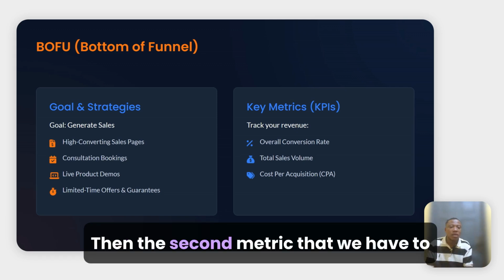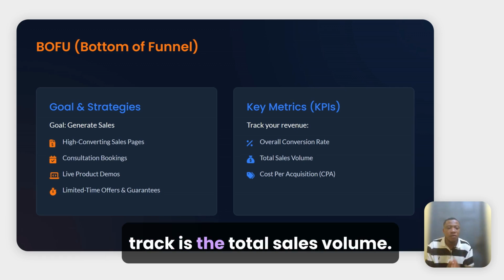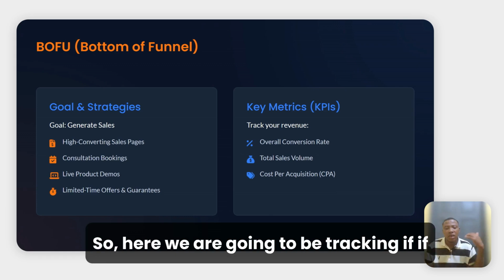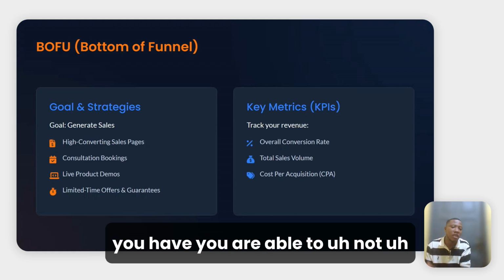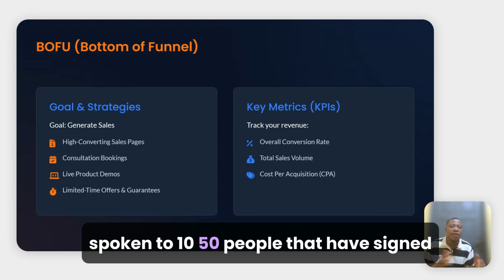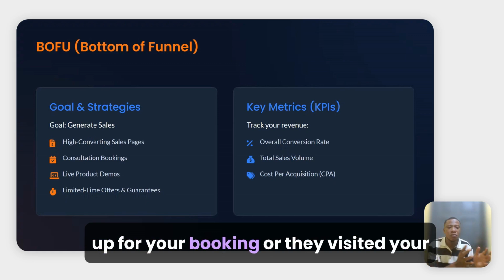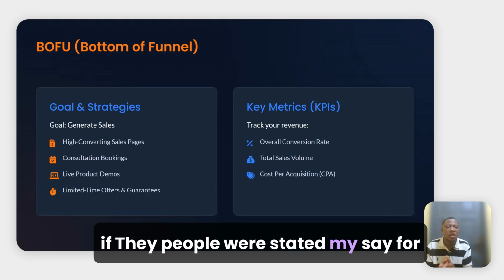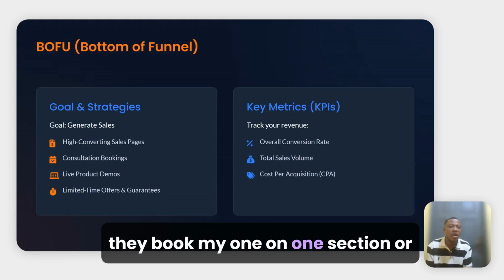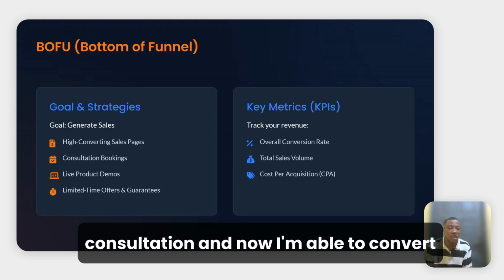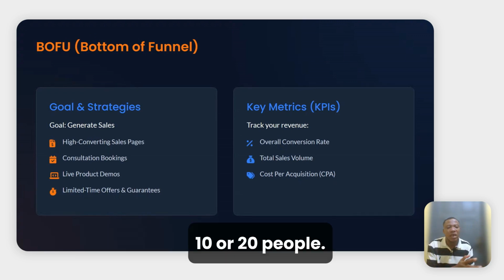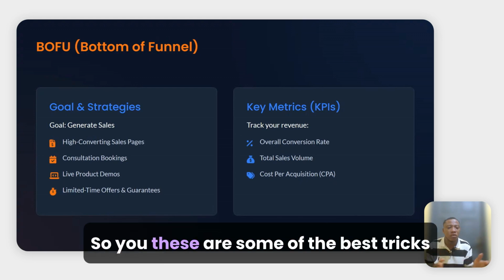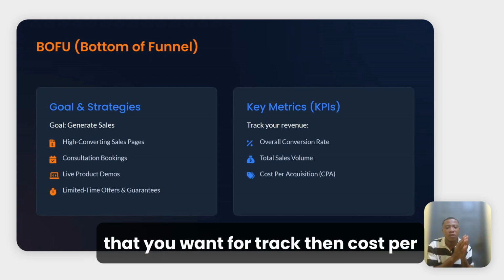Then the second metric that we have to track is the total sales volume. Here we are tracking, if 50 people have signed up for your booking or visited your sales page, then you can say, okay, 50 people visited my sales page or booked my one-on-one session or consultation, and now I'm able to convert 10 or 20 people. So these are some of the metrics that you want to track.